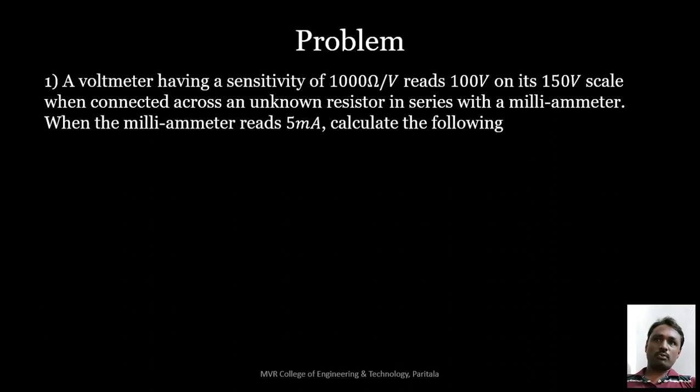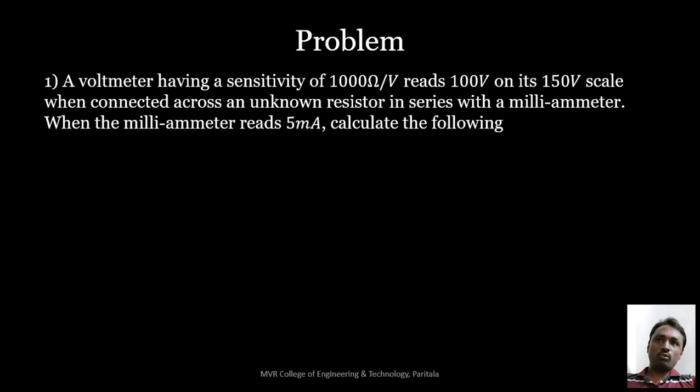Ohms per volt means the resistance of the voltmeter per unit volt can be called the sensitivity of that voltmeter. So for 1 volt there will be 1000 ohms of resistance. If it has a full scale of 150 volts, what will be the total resistance of the voltmeter? 1000 ohms into 150 volts.